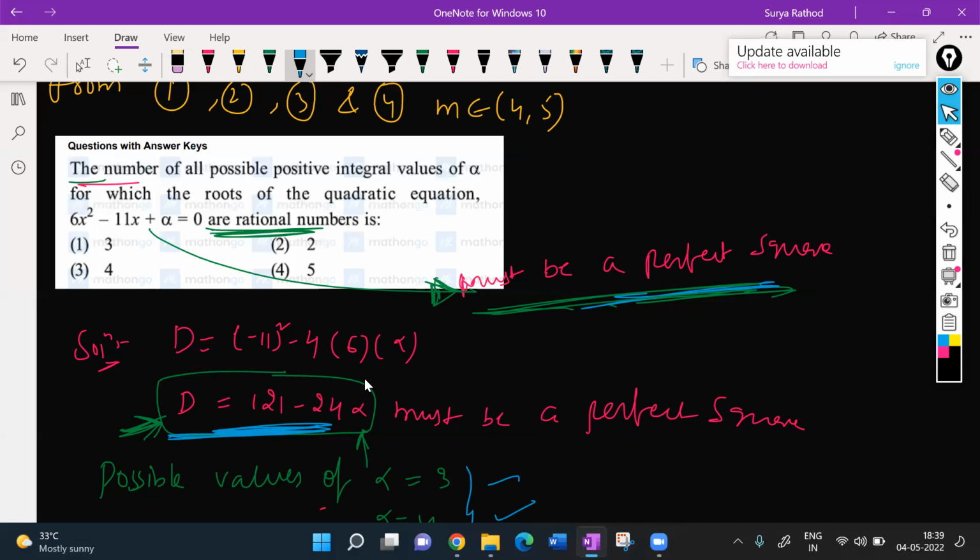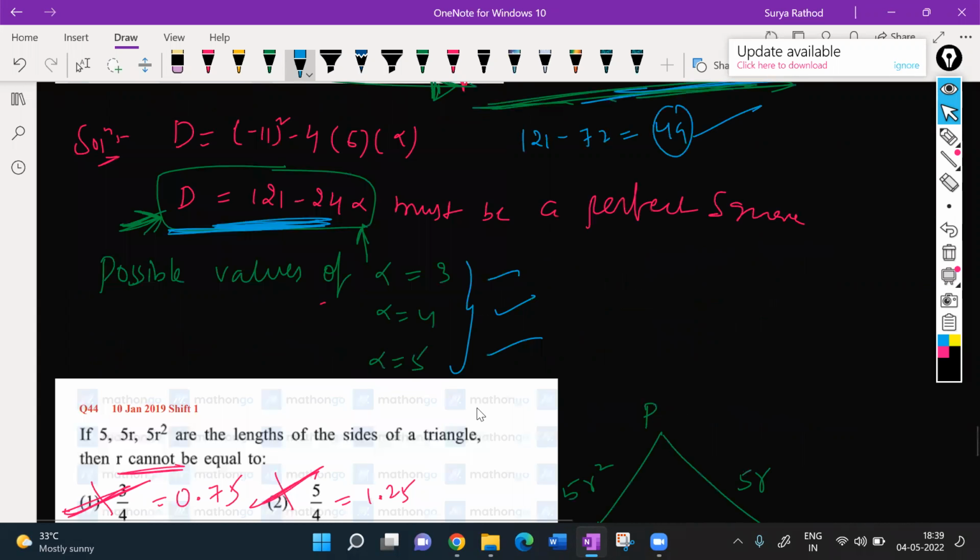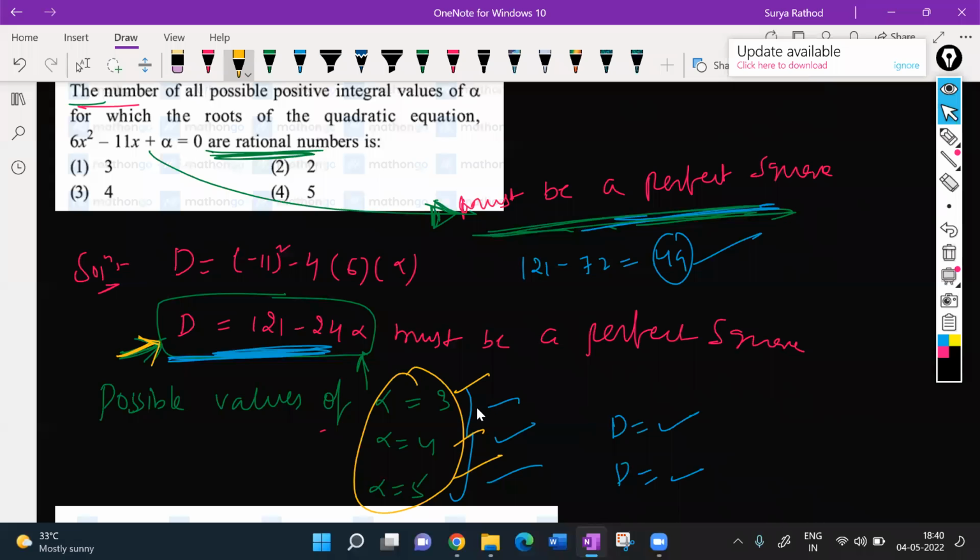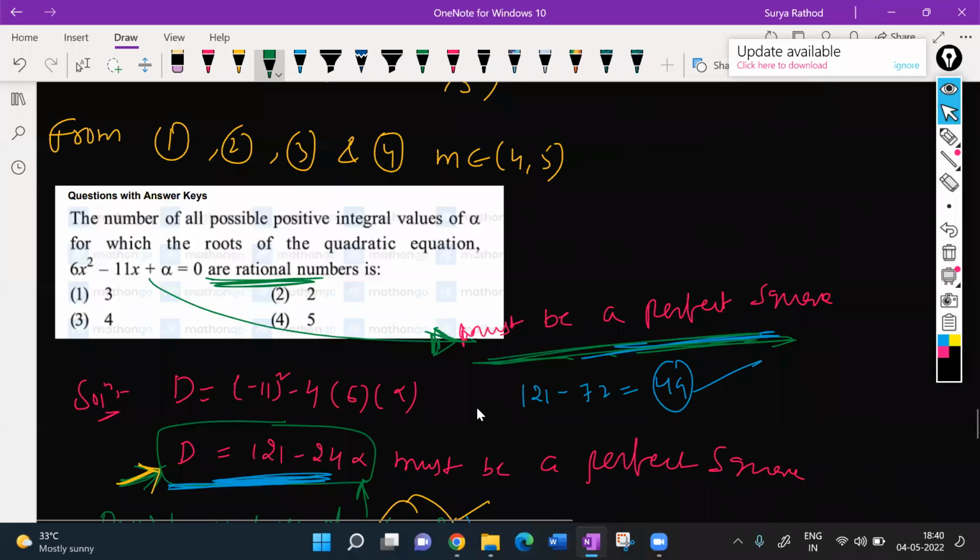If I substitute alpha value 3, 121 minus 24 into 3 to the 7 to 2, how much do you get here? 49. So 49 is a perfect square. Now if you substitute alpha value as 4, the discriminant becomes a perfect square. If I substitute alpha value 5, the discriminant becomes a perfect square. So these 3 values make the discriminant a perfect square. So the answer is 3. How many values? 1, 2, 3. He's asking for the number of all possible positive integral values. Number, how many numbers? 3 numbers. So option A is correct.